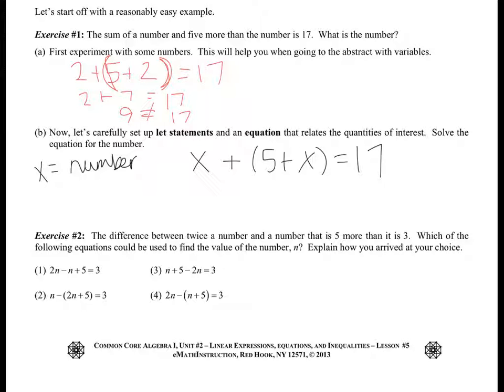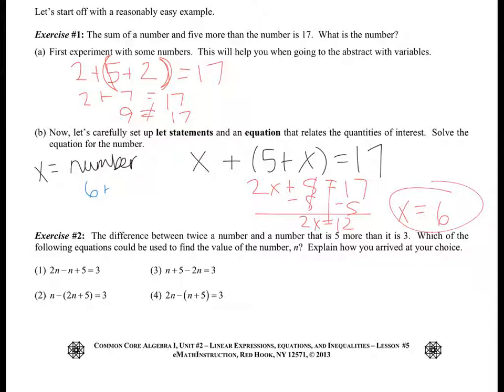Now we need to solve the equation. So x plus x is 2x, plus 5 equals 17. Subtract 5, 2x equals 12. Divide by 2, and x equals 6. So now we need to check for reasonableness. If I have 6 plus a number that's 5 more than 6, is that equal to 17? Yes, 6 plus 11 equals 17.